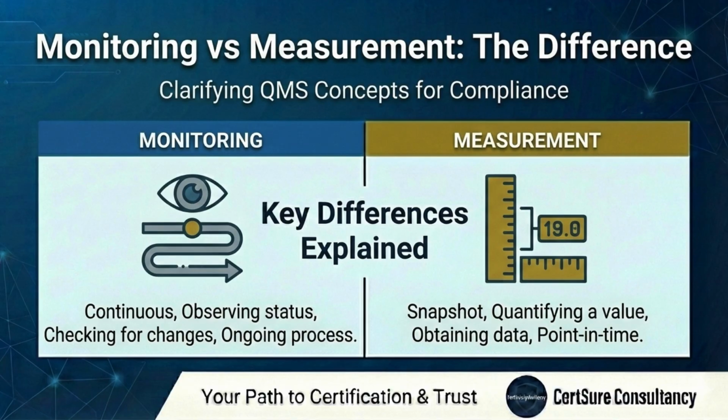Exactly. Both are needed for a robust system. Monitoring tells you something is happening. Measurement tells you how well it's happening. Together, they make your processes controlled, safe, and effective. Makes perfect sense. Monitoring is like the early warning system, and measurement is the detailed analysis.